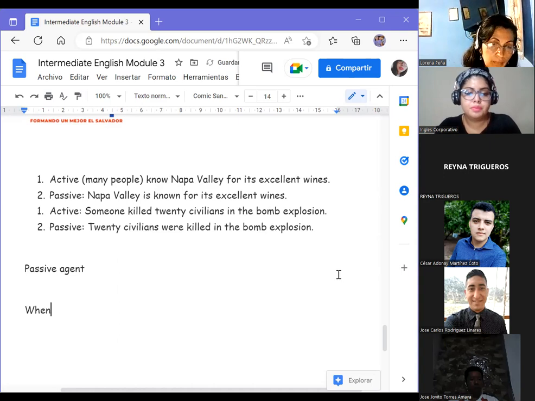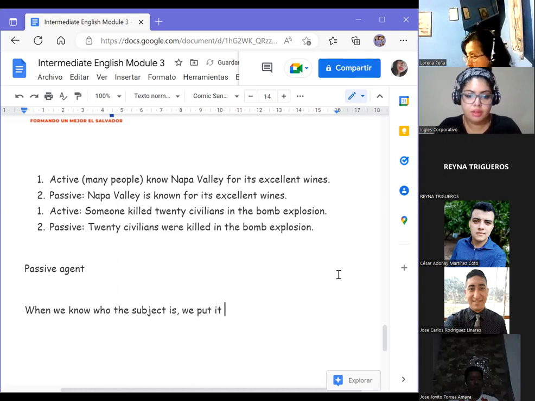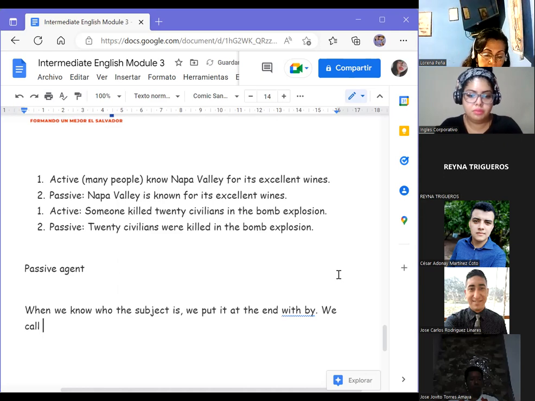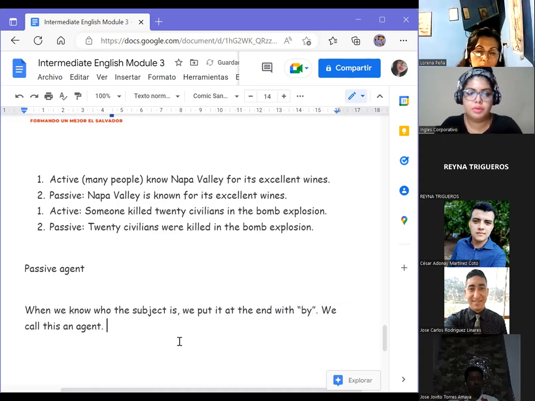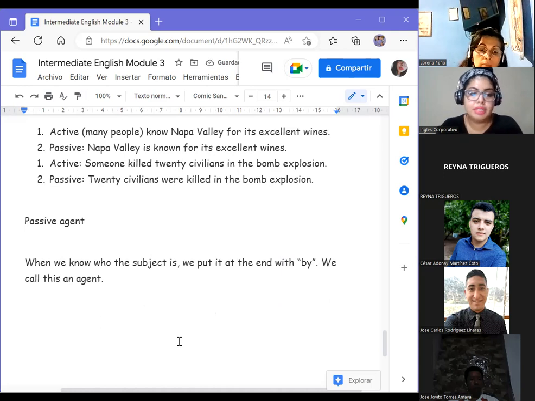And it says, when we know who the subject is, we put it at the end with by. An agent. We're going to write it like this because it's like an error for this kind of document. So we have the example.